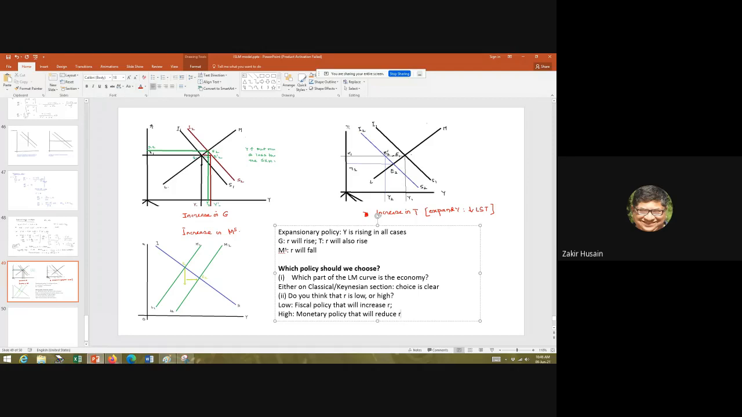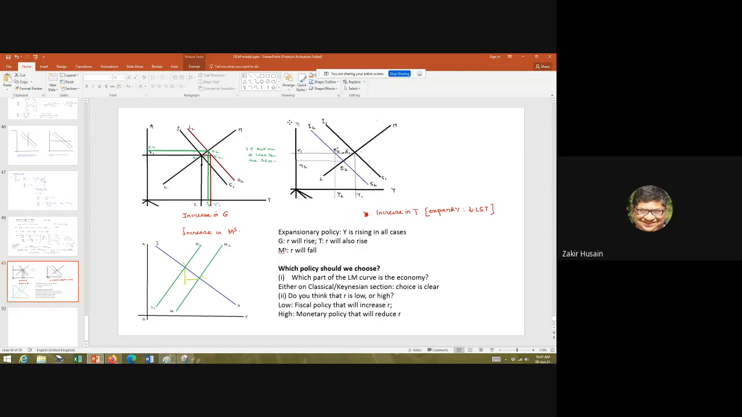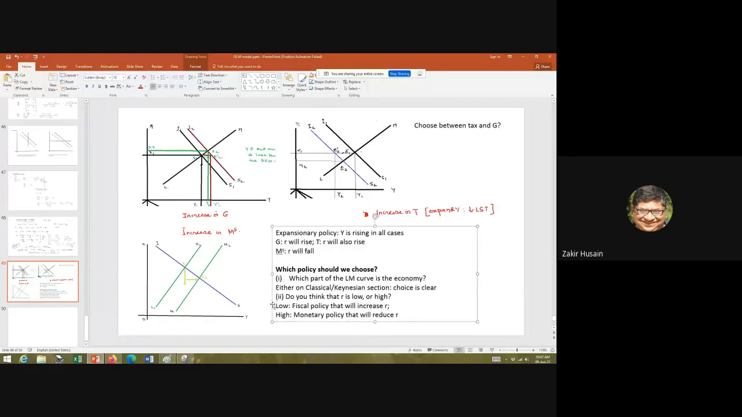Now the third question, what is the choice between fiscal and monetary? Suppose for some reason we are going for fiscal policy. In that case, how do we choose between tax and G? Can we make a choice? So this is the third part. For some reason, we have decided that we are going for a fiscal policy.